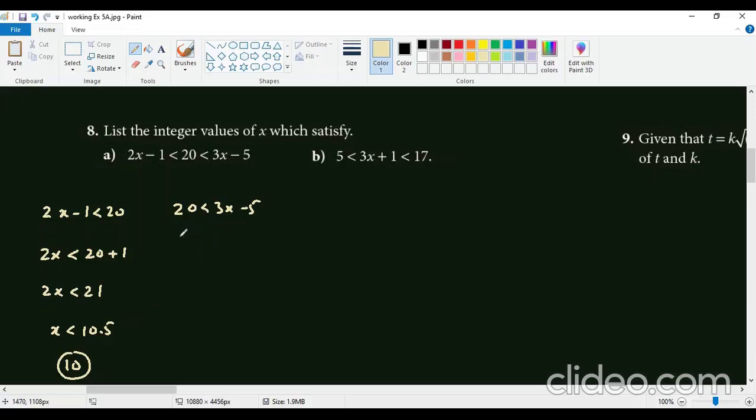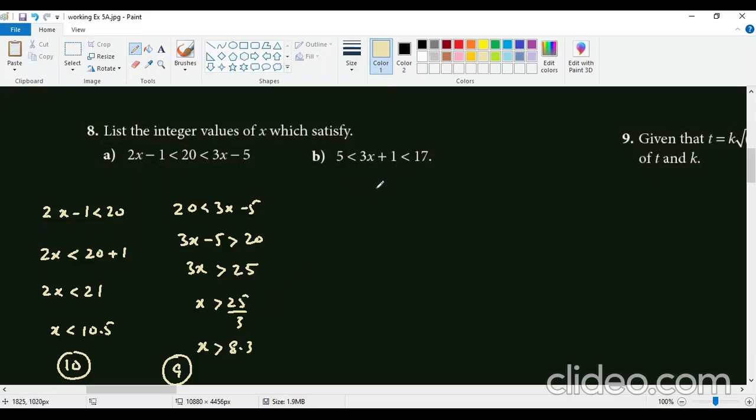And look at the second part. If I turn this the other way around, it's going to be 20. That means 3x is greater than 25. 20 plus 5 is going to be 25. And x is going to be 25 over 3, so 8.3 something, 8.3 or whatever comes in the calculator. That means greater than 8.3, that means 9. So 8 and 9 is the answer for this part of the question.